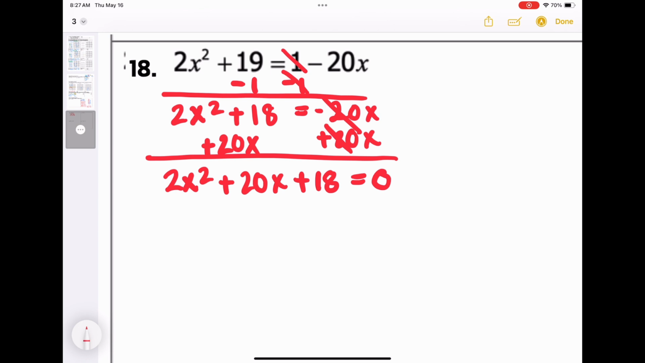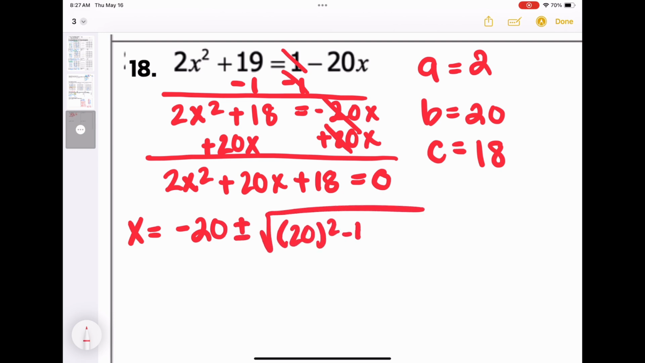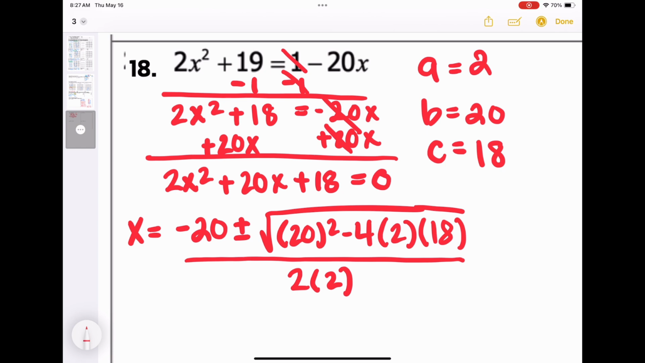Now for this one, I'm going to use the quadratic formula, so I need to find my a, b, and c. A is 2, b is 20, c is 18. So I'm going to plug that in. So negative 20 plus or minus the square root of 20 squared minus 4 times 2 times 18 all over 2 times 2. So I'm going to type that into my calculator. And if you don't remember how to do that, there is a video on Schoology and you can watch that. But I get negative 9 and negative 1.